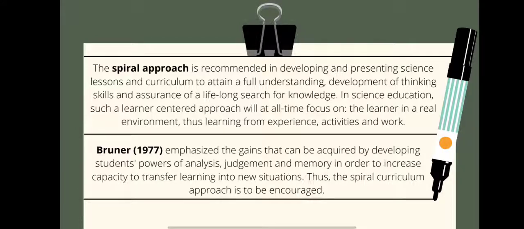The spiral approach is recommended in developing and presenting science lessons and curriculum to attain a full understanding, development of thinking skills, and assurance of a lifelong search for knowledge. In science education, such a learner-centered approach will all the time focus on the learner in a real environment, thus learning from experience, activities, and work.